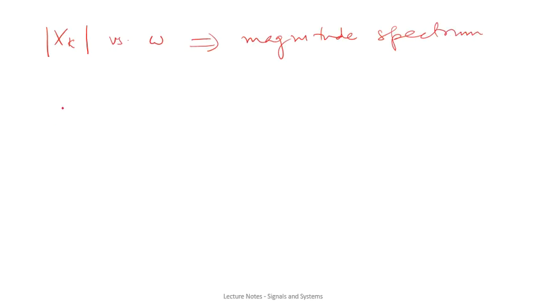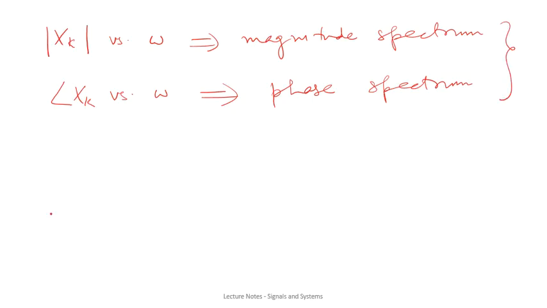Okay, and the plot of this, let's say, angle of X(omega) versus omega, this is called the angle spectrum or phase spectrum. So you have to plot this magnitude as well as phase spectrum here. The magnitude of different harmonics can be just written down from the values of the coefficients which we have just obtained in the previous step.